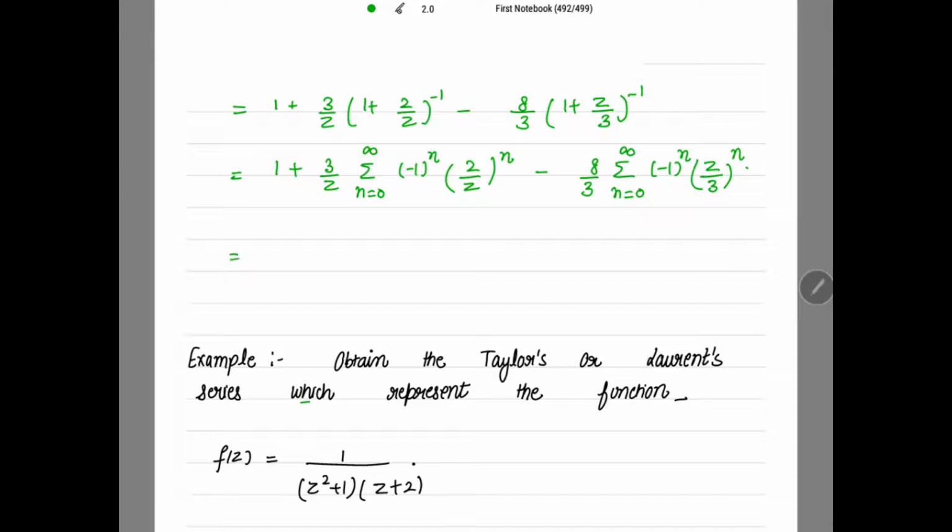Now collecting the summation. So this will be 1 plus 3 over z. No, it's not. Just write like this only: summation n going from 0 to infinity, (minus 1) to the power n, this will be 2 to the power n over z to the power n. Then 8 over 3, summation n going from 0 to infinity, (minus 1) to the power n, z to the power n over 3 to the power n. You can also leave it here only, right? You can also leave up to here only.